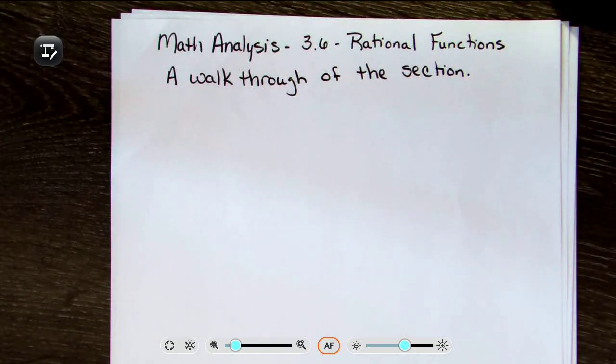Hi everyone, this is section 3.6, which is on rational functions. In this first video I'm just going to do a walkthrough of the textbook and point some things out, going through a couple of the theorems and definitions that are in the text instead of writing them all down on paper in a video form. I thought I'd walk through the text.